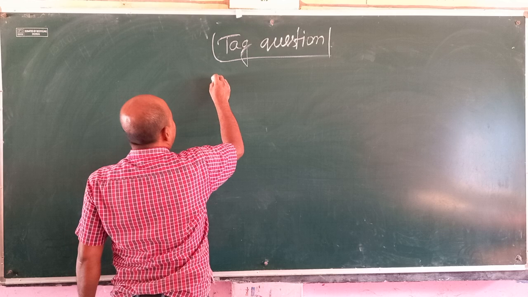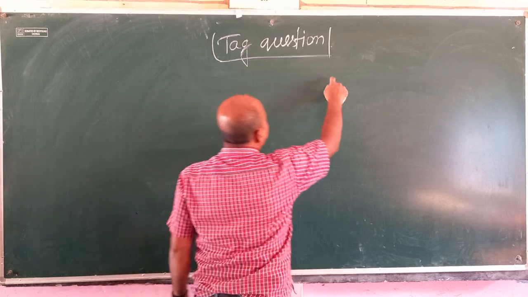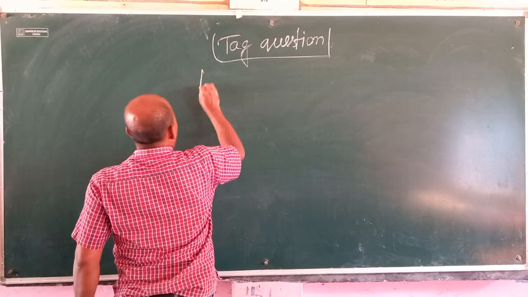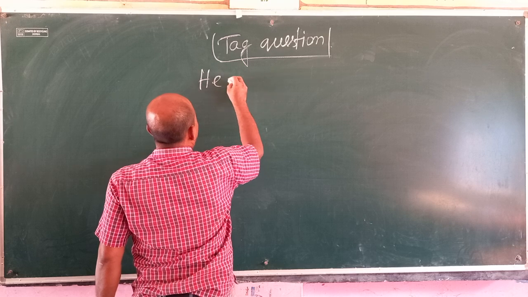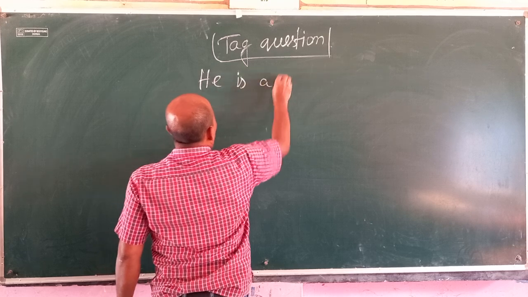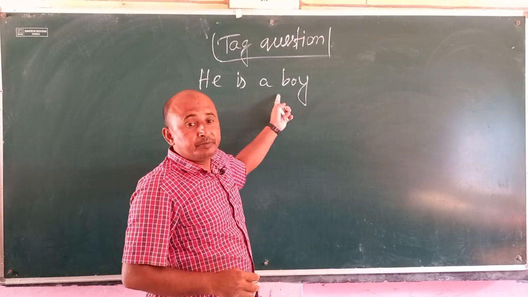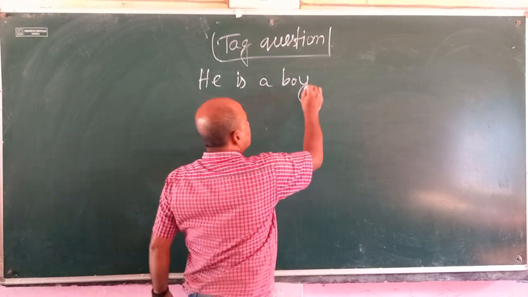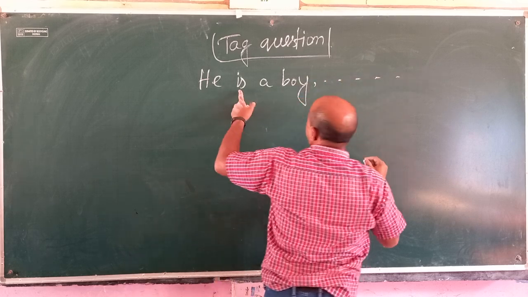Tag question always will be at the end of a sentence. Now I am writing an example for a tag question. He is a boy. How can it be possible to make a tag question? You will use a comma and then you will make a tag question.